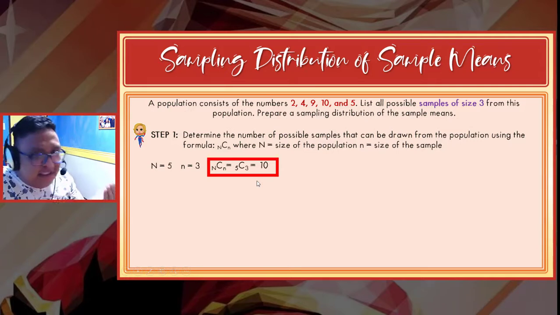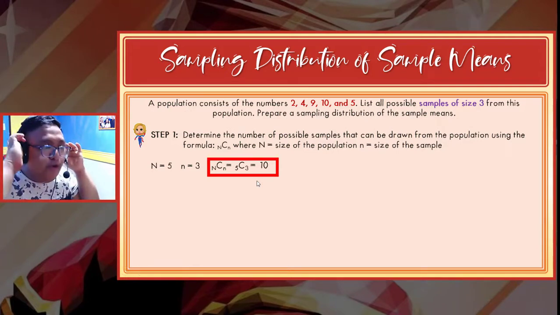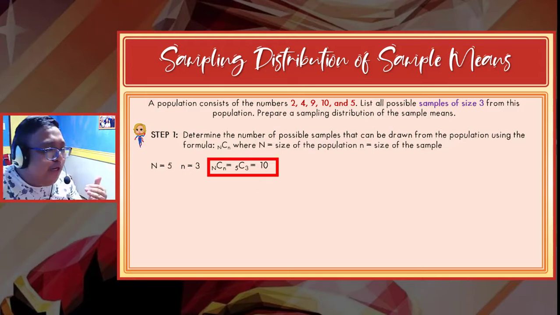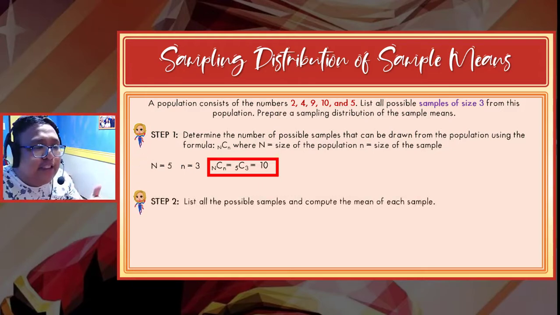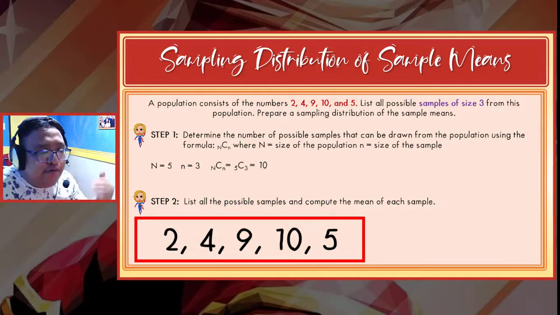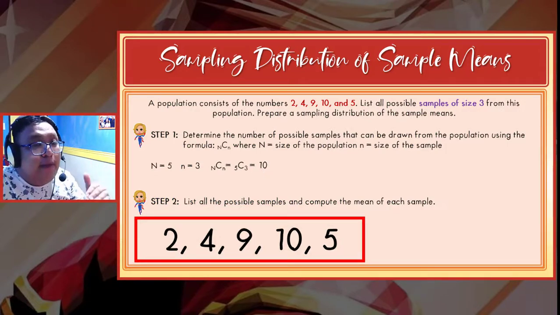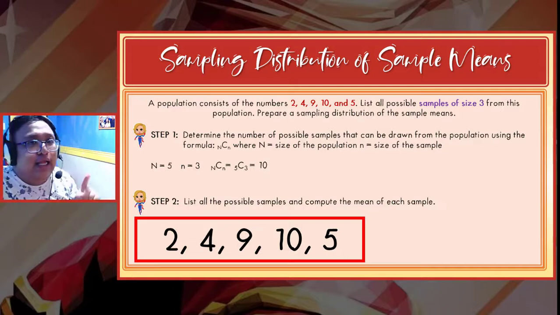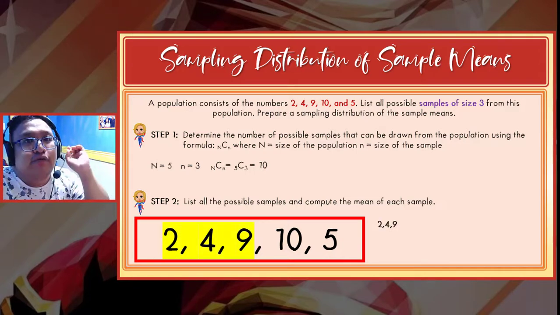So, ngayon, para saan ba si 10? Si 10, or yung number of samples natin, ay magbibigay sa atin ng clue kung ilan yung kukunin natin or ililista natin na possible samples. Kasi kailangan natin yon. So, halimbawa, meron tayong 2, 4, 9, 10, 5. Ibig sabihin, meron tayong 10 combinations na kukunin dito na tig-3. So, bibigyan ko kayo ng sample. For example, 2, 4, 9. Yun yung possible sample size of 3.